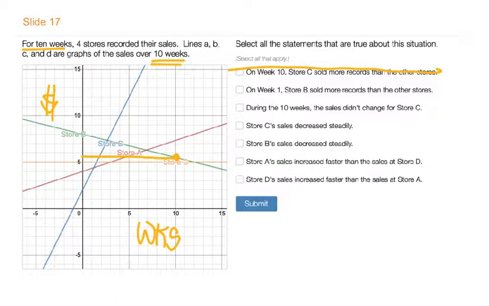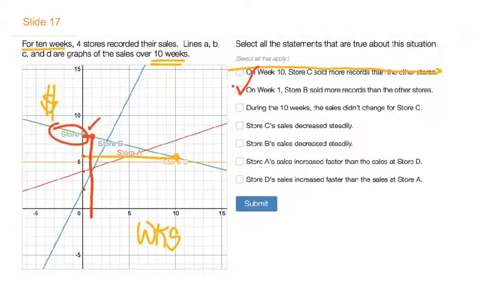On week 1, store B sold more records. Week 1, right here. I'm going to go up till I find B right here. Here's B. Go over, take a look. Is that intersect? Take a look at these points of intersection. Absolutely, that is correct. So that is correct. Sold more records than any other store.